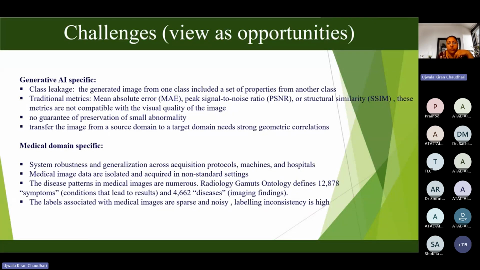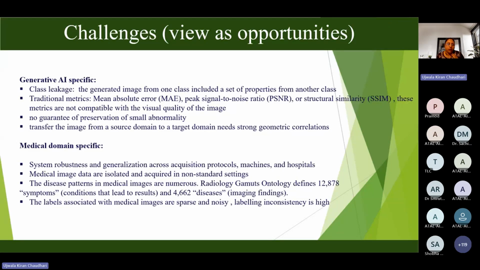So we generate the images, but then it may be possible that the synthetic images have some of the properties from one class and some of the properties from another class. So there is a class leakage issue, and a lot of scope to improve on this class leakage.